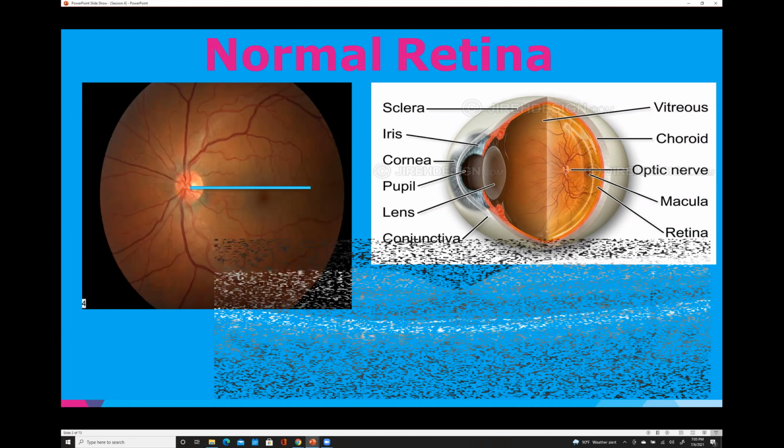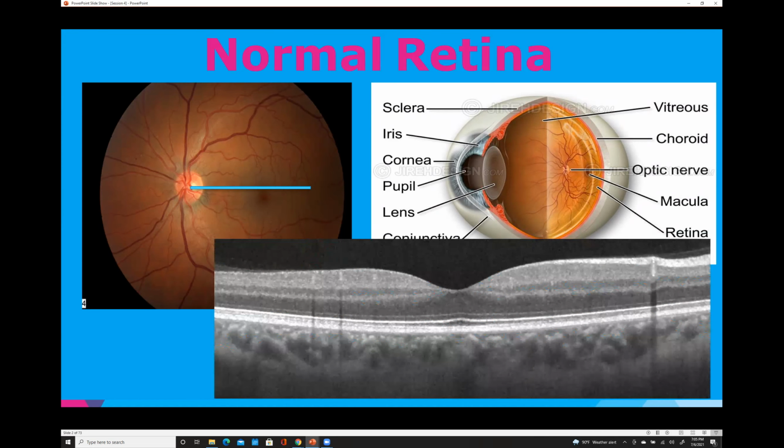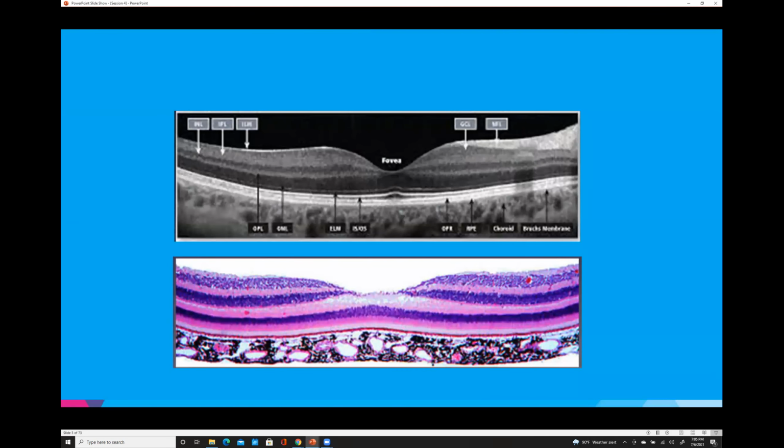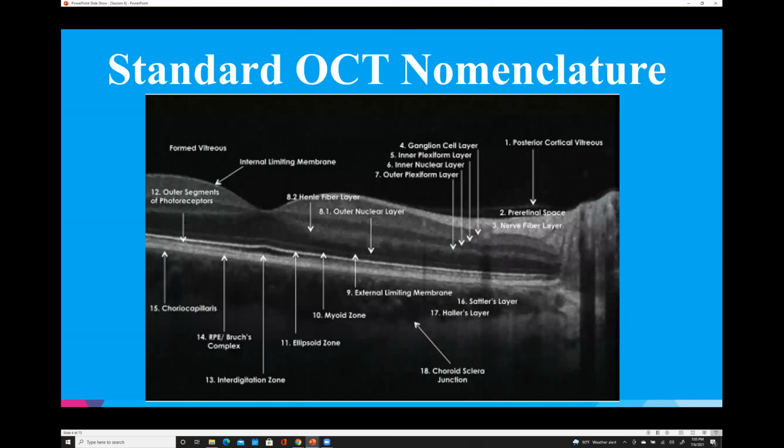So that's what we're looking at, the normal retina. This is the retina that we're looking at. Again, it's not pathologic, but now that's hammered home: the OCTs are the interpretation of light. They're not the actual pathology itself. We're looking at the standard OCT nomenclature. This is the one that I like to use to get all of the layers and what their names are, and so you guys can always look at that.